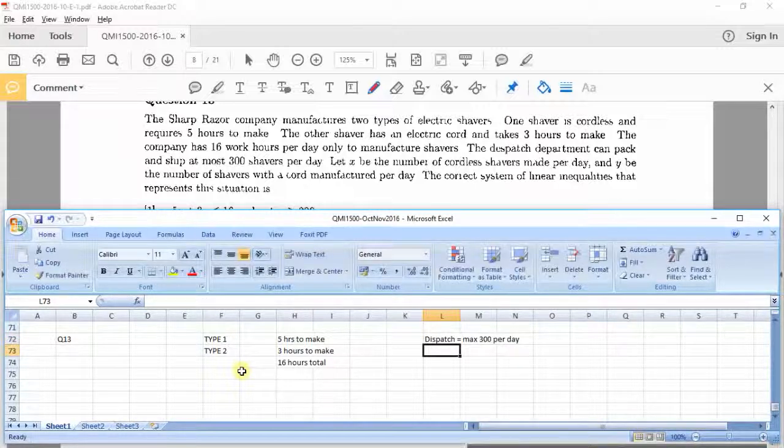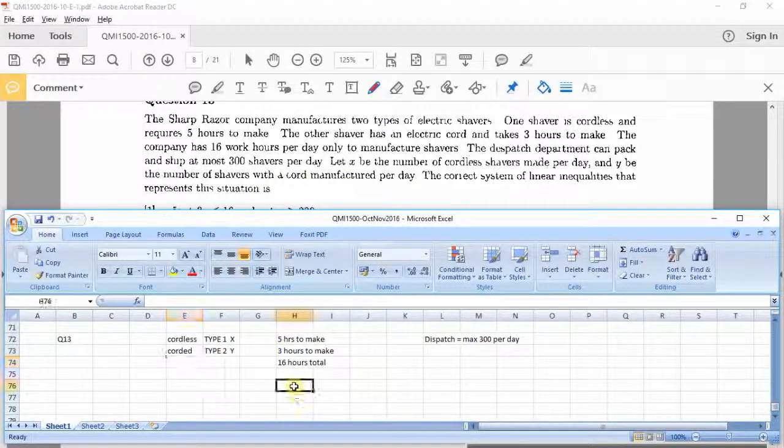Let X be the number of cordless shavers per day and Y be the number of corded. Type 1 was the wireless, so that was the X. No, that's Y. X is the cordless. One shaver is cordless, 5 hours to make. That's the X, and then that's the Y. The Y has the cord. So cordless, corded. What else? That's it. Choose the selection of inequalities.